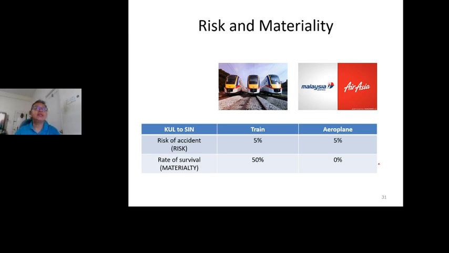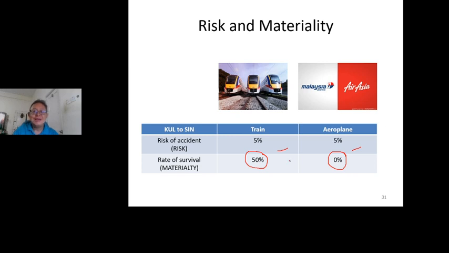Okay. Let us understand the concept of materiality in terms of this analogy. Just now we explained about the risk of accident if you are using a train or an aeroplane; they both have the same risk of accidents. Okay, train is 5% and also aeroplane is 5%. However, in terms of materiality, we look at the rate of survival. If 5% of the trains are involved in accidents, the rate of survival that you anticipate is about 50%. So about 50% survive and 50% will die. However, even though the risk of accident in an aeroplane is only 5%, this 5% will actually give you a zero rate of survival, meaning everybody will die.